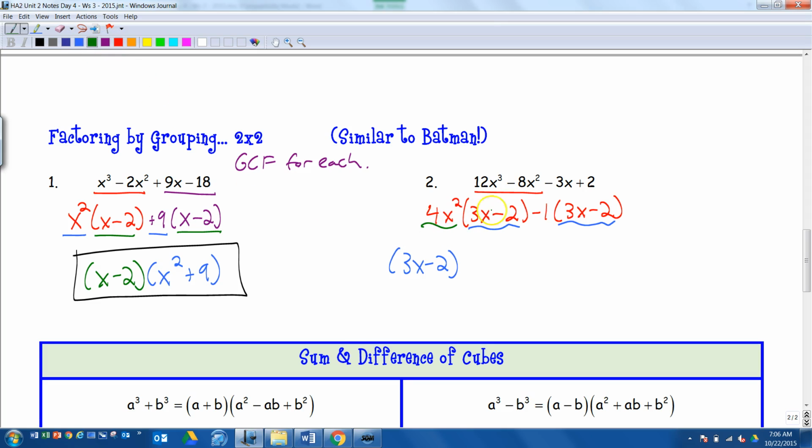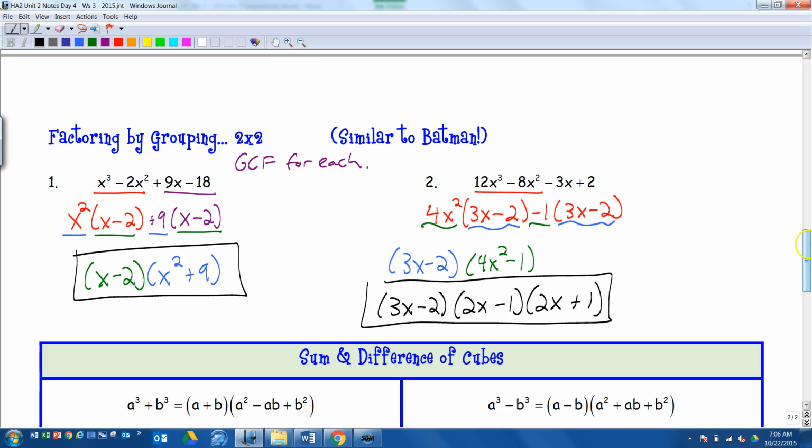We have these outside pieces as 4x squared minus 1. But then you have to look at it and go, wait a minute, is this a difference of squares pattern? Yes, it is. So our final answer is, we can break this down using our conjugate pair, because the square root of 1 is always 1. So that's my final answer for that problem.